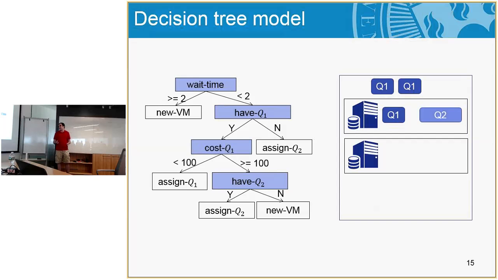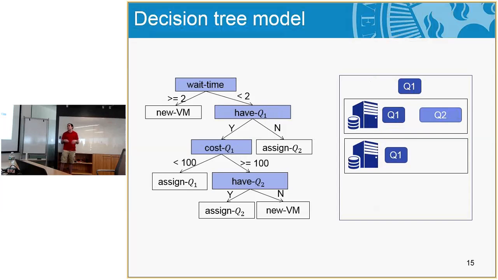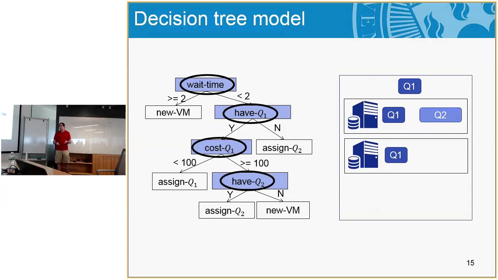Reparse the tree again. Wait time's less than 2 minutes. We have an instance of Q1. Its cost is less than 100. Place it. Reparse again. Less than 2 minutes. We have a Q1. Its cost would be greater than 100. We don't have a Q2. Make a new VM.